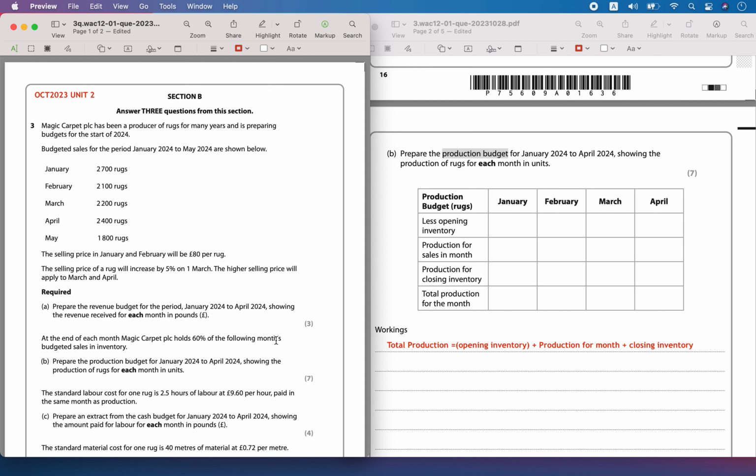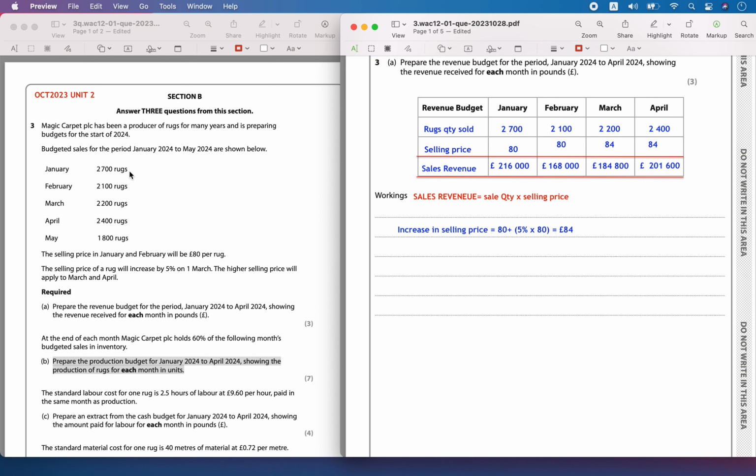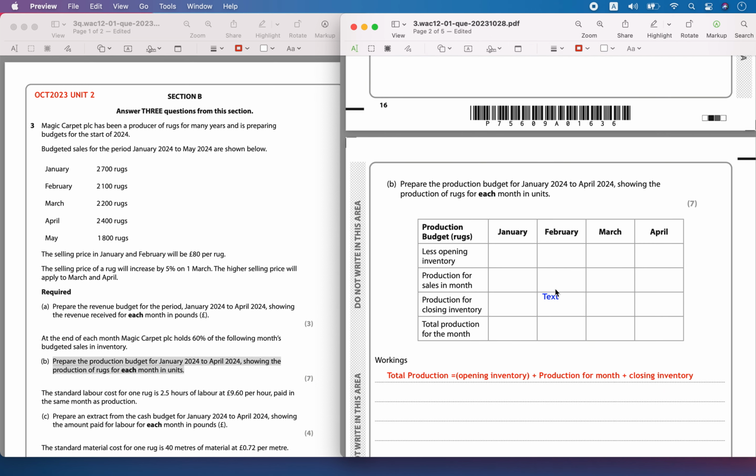He says that at the end of each month, Magic Carpet PLC holds 60% of the following month's budgeted sales in the inventory. This is their rule, and then you are asked to prepare the production budget. So let's start preparing. Here they have already given the things. So we know for the production, sales for the month is how much of the product is required, that much they need to produce. So let's fill it up here, so that it is easier.